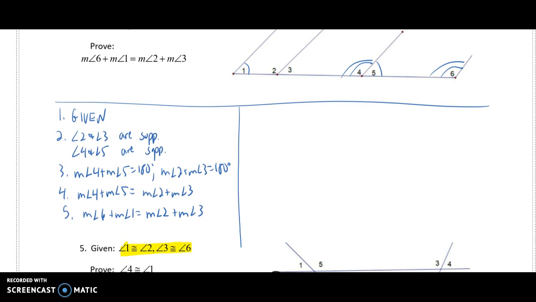With a transitive, 4 plus 5 is equal to 2 plus 3. Since they both add up to 180, those sums are equal to each other. Again, it's just a transitive. And then a substitution. We can take out 4 and plug in 6, take out 5 and plug in 1 because we're given that they're equal to each other. And this is the statement that we want.